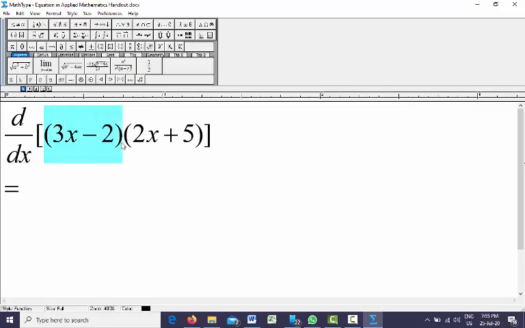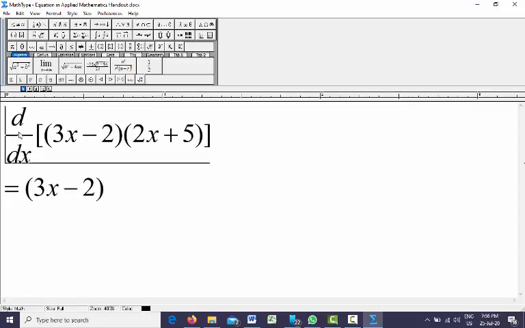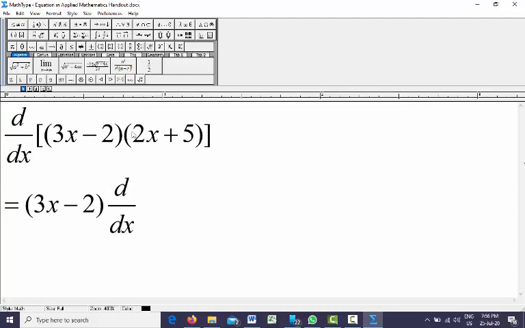Here, this is one term multiplied by another term, 2x plus 5. If you have something like that, what you have to do is keep one of these items behind d by dx, and the remaining item needs to be in front of d by dx.